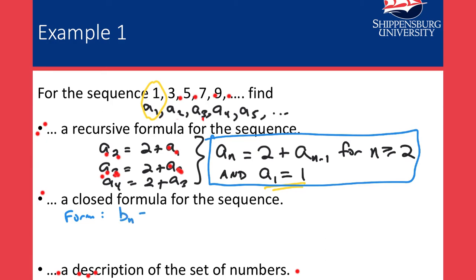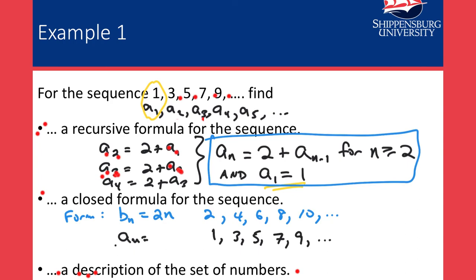So I'm going to form another sequence that is just the multiples of 2. If I just look at multiples of 2, I'm going to have 2, 4, 6, 8, 10, and so on. The a sub n sequence is the one I don't know. That's the thing up at the top. So that's 1, 3, 5, 7, 9, and so on. So I'm writing down my unknown sequence, a sub n, right underneath a known sequence, b sub n.